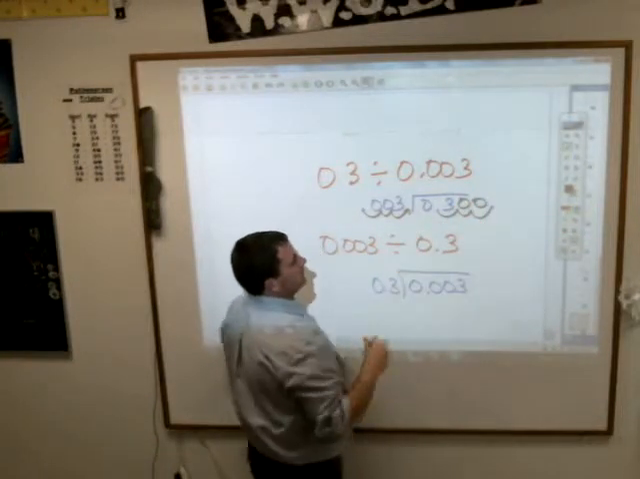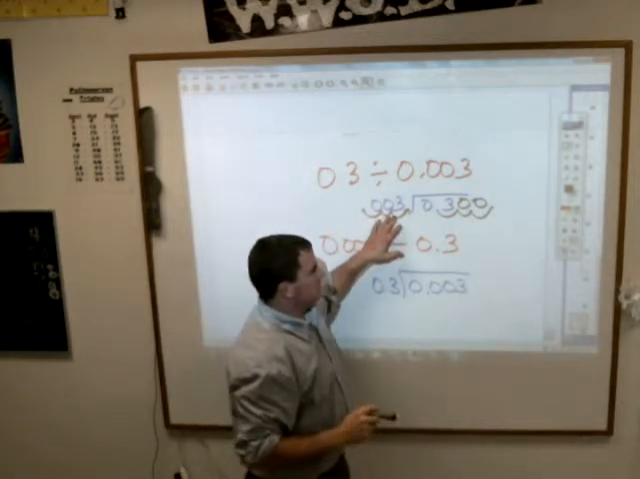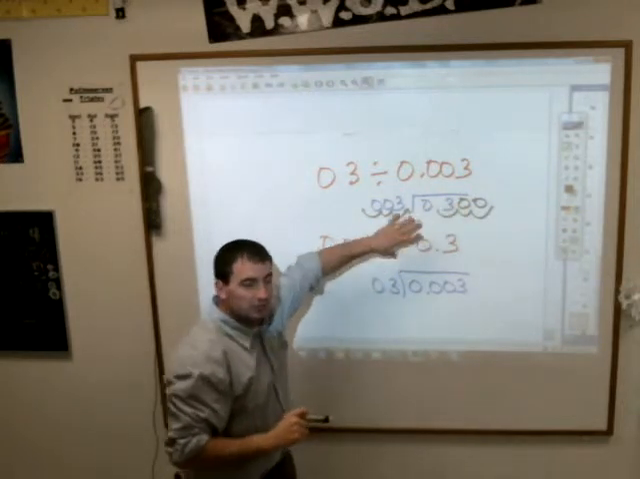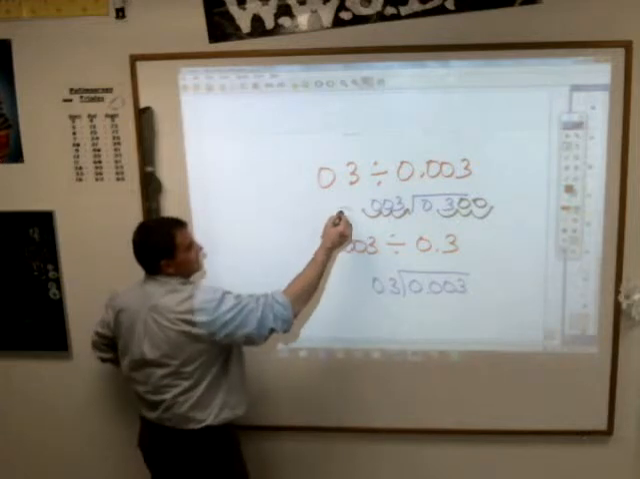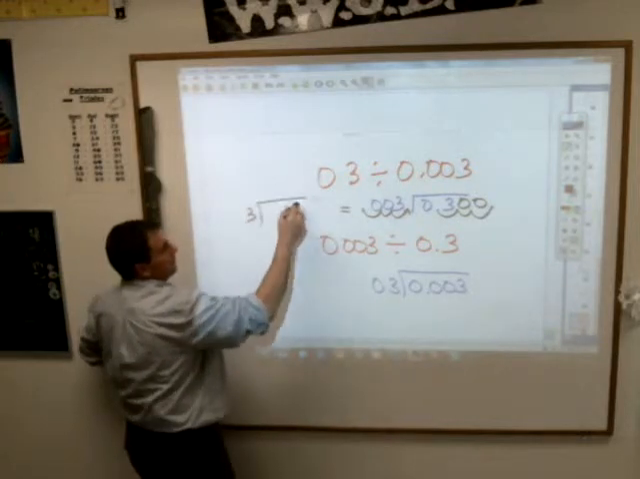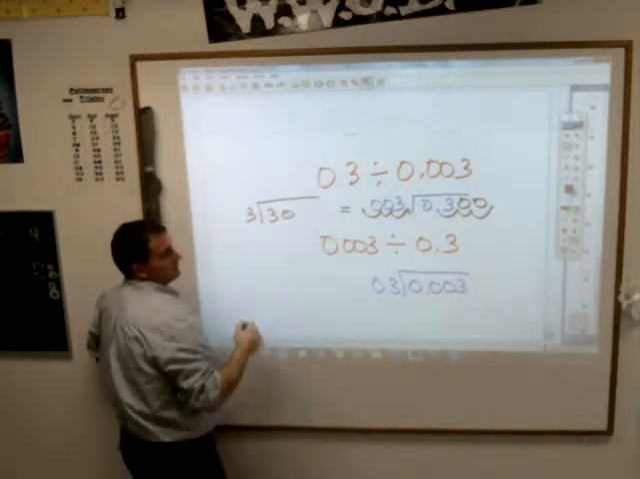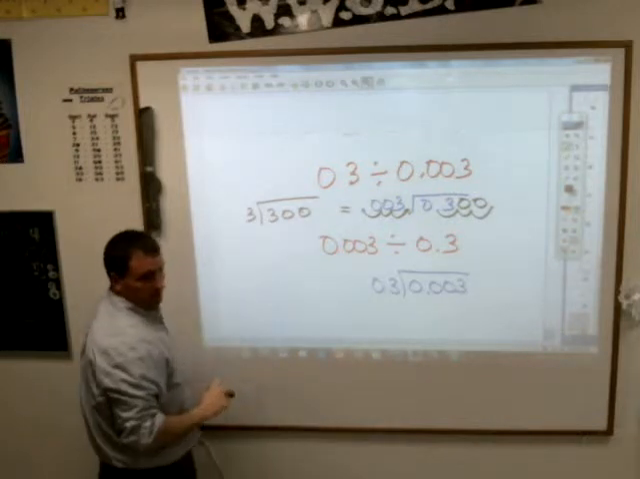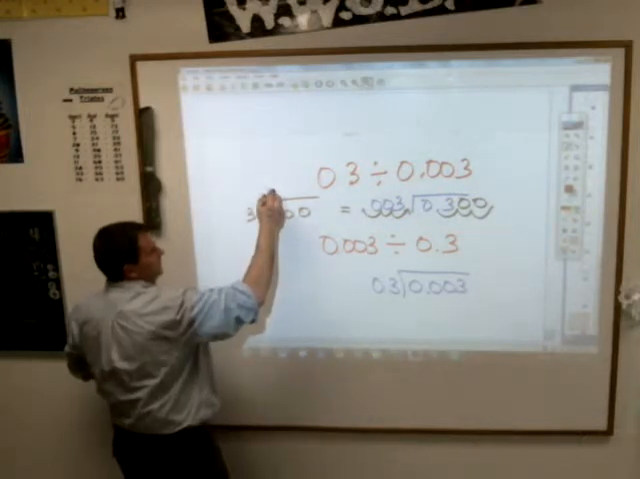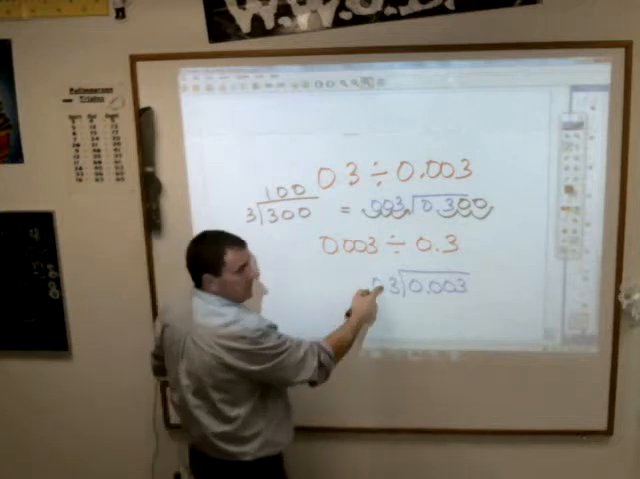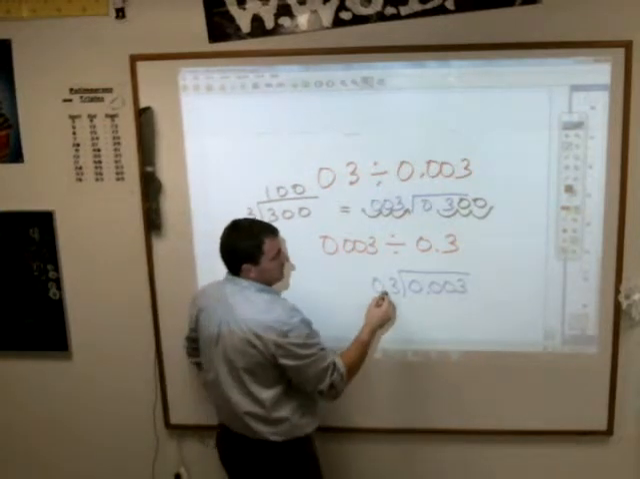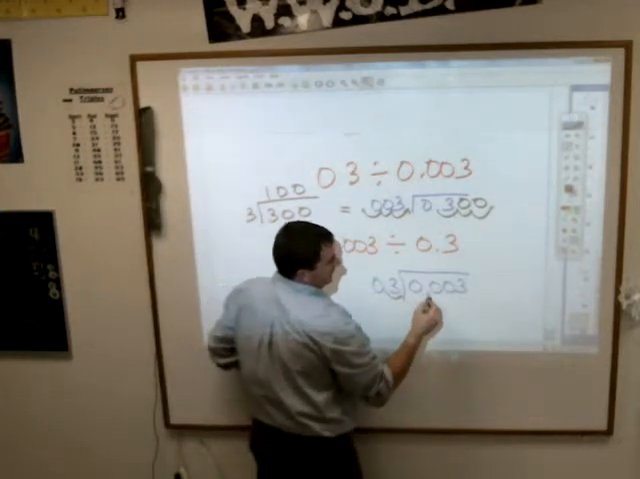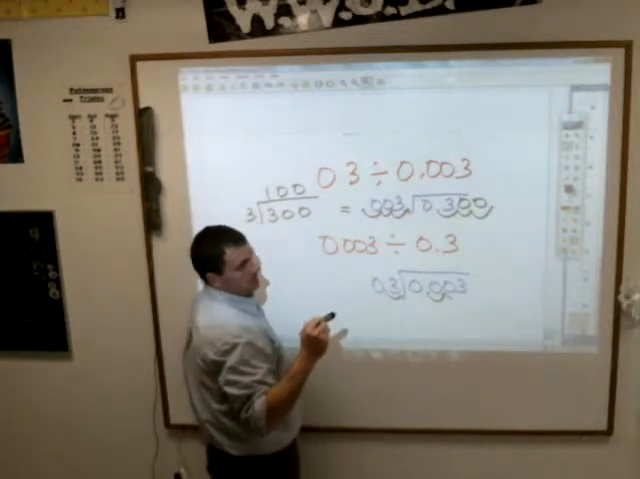So this problem really changes into, and you could rewrite this if all those loops and stuff make you confused, this problem is the same exact thing as saying 3 into 300. Which you probably already know would be what? 100. This problem here, move the decimal one place, move the decimal one place.